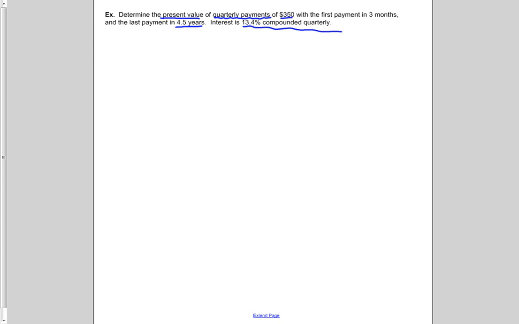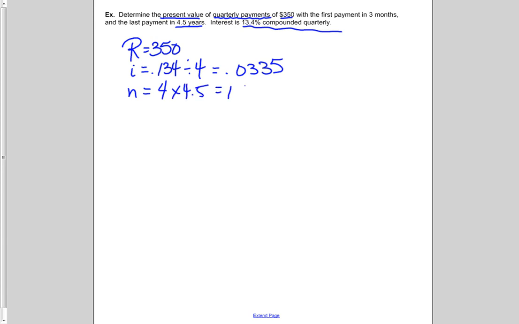Let's see what we know. Our R value is $350. I is 13.4 divided by 4 for quarterly. We will get 0.0335. N is quarterly for 4.5 years, which is 18. We want present value. So we want to know how much do I put in now to be able to take regular payments of $350.